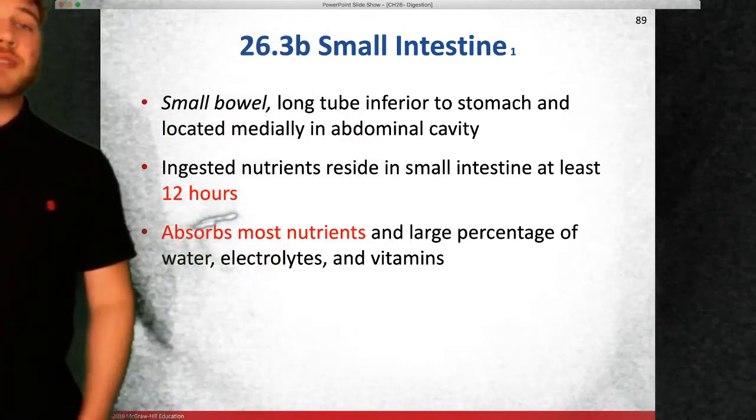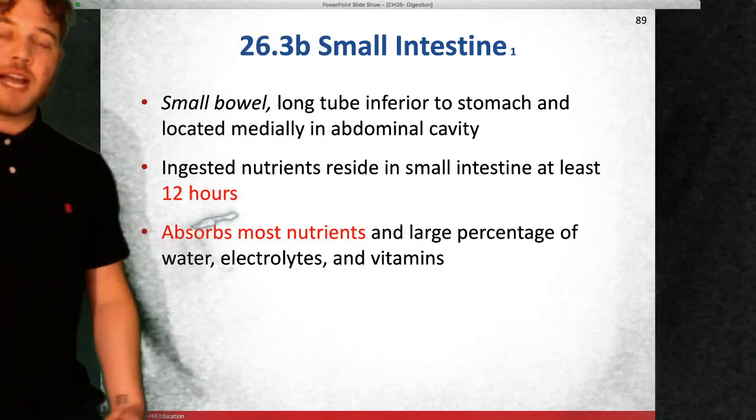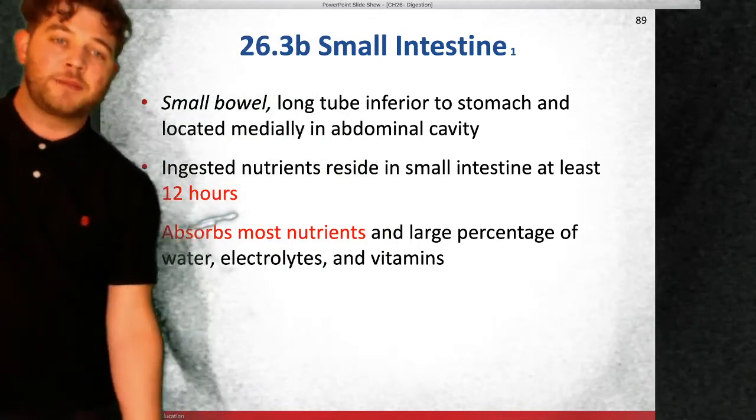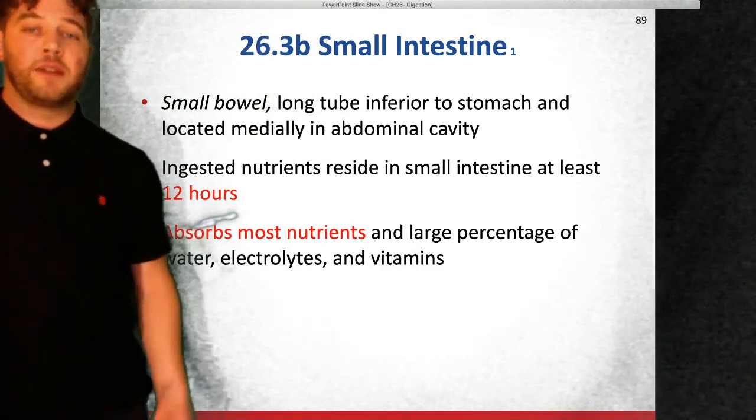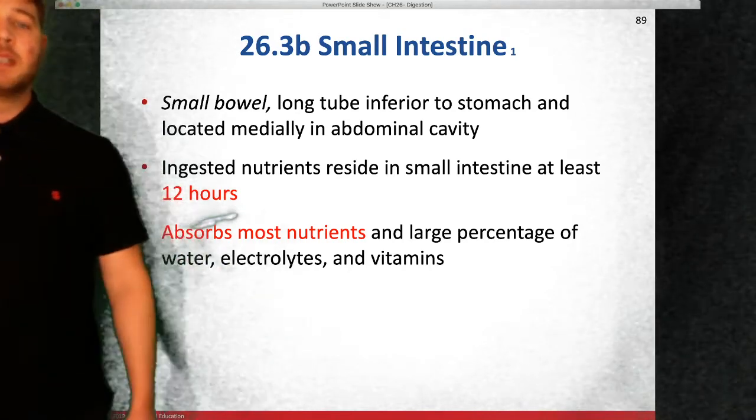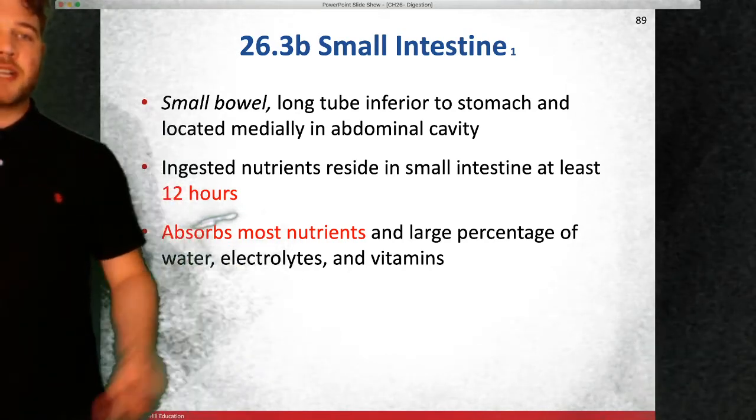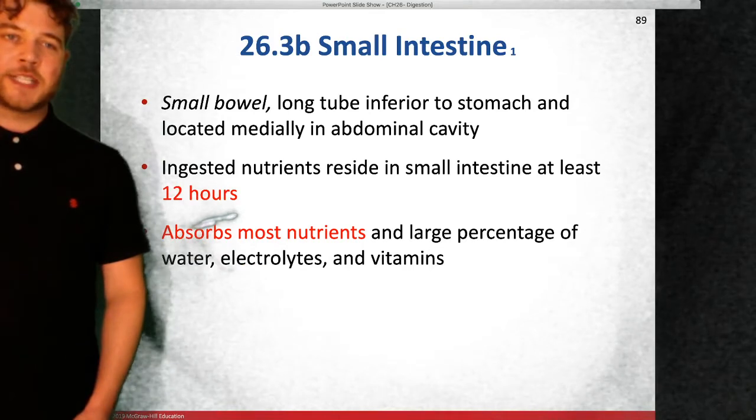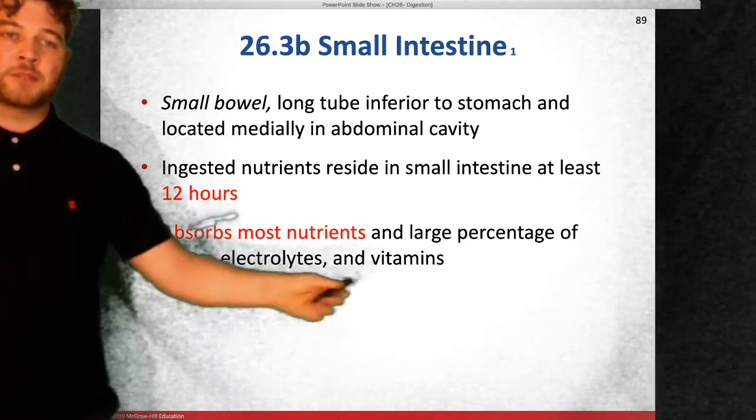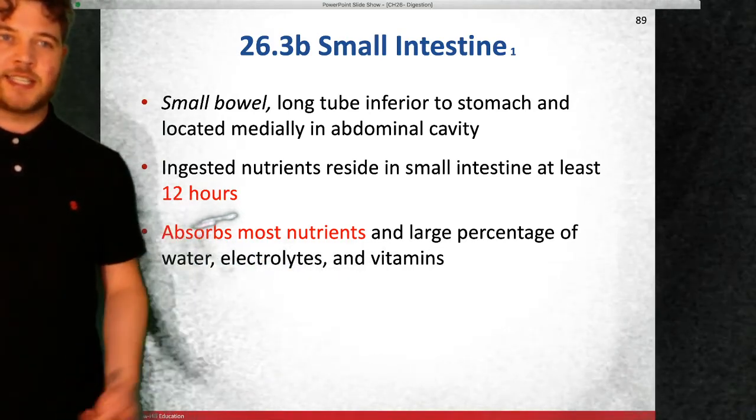The ingested nutrients reside in the small intestine at least 12 hours. That's how long they really need to be able to absorb most nutrients and fully break things down and absorb them, as well as a large percent of water, electrolytes, and vitamins. So even though we said the large intestine does this as well, the small intestine does it first, and the large intestine just takes the rest.